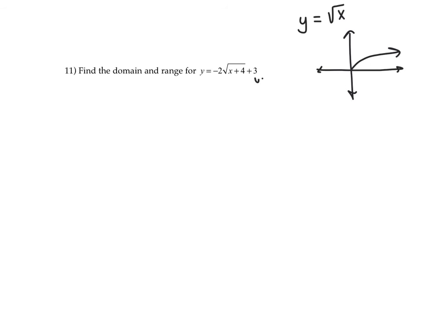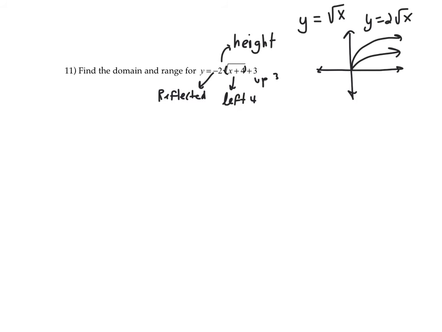Okay, so the positive 3 is going to cause the function to go up 3. The x plus 4 inside the radical is going to make it go to the left 4. The 2 is going to change the height of the graph. It's going to be 2 times taller. So if I graphed y equals 2 square root of x here, it would look something like that. And then finally, the negative is going to reflect the function over the x-axis. Like if we were talking about a parabola, we would say it opens down. So the negative would cause it to go that way.